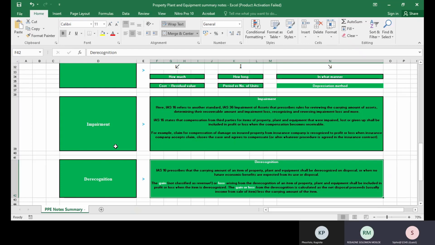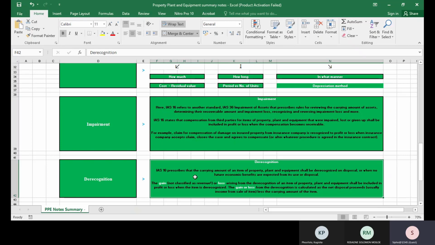There will be a time where somewhere, somehow, you need to de-recognize an asset, right? So you need to know, for example, IAS 16 prescribes that the carrying amount of an item of property, plant, and equipment shall be de-recognized on disposal, or when no future economic benefits are expected from its use or disposal. So that is when you will actually dispose of an asset.